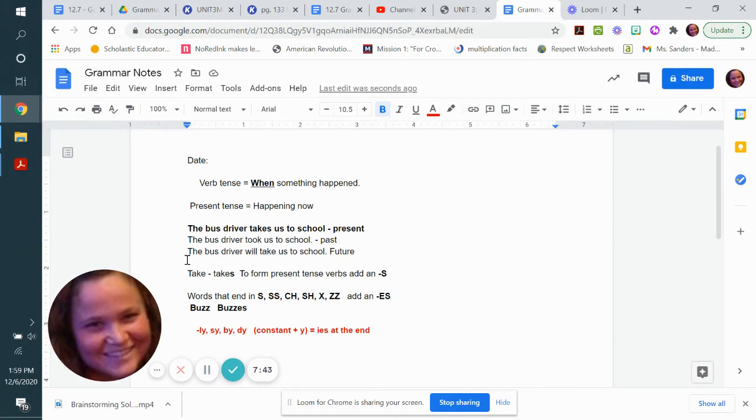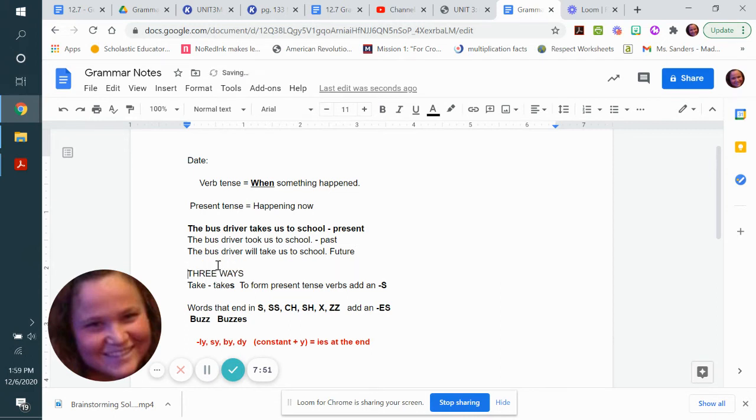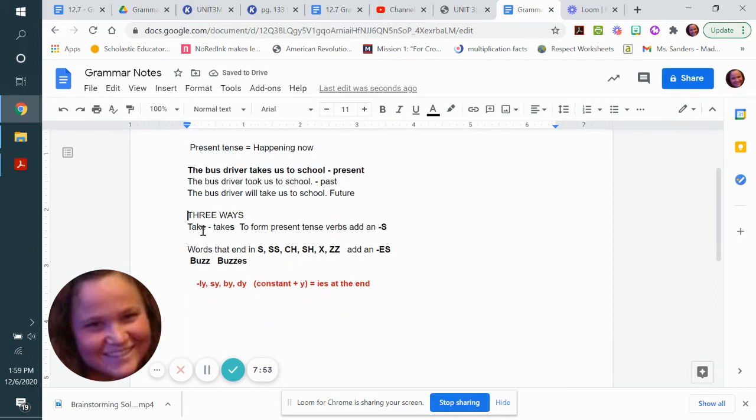So there are three ways to make something present. If it ends in just a regular letter, like an E, we add the S. If it ends in any of these, we add the ES. If it ends in consonant Y, we add the IES. That seems like a lot, but as long as you have it in your notes and you can look back to it, it shouldn't be a problem.